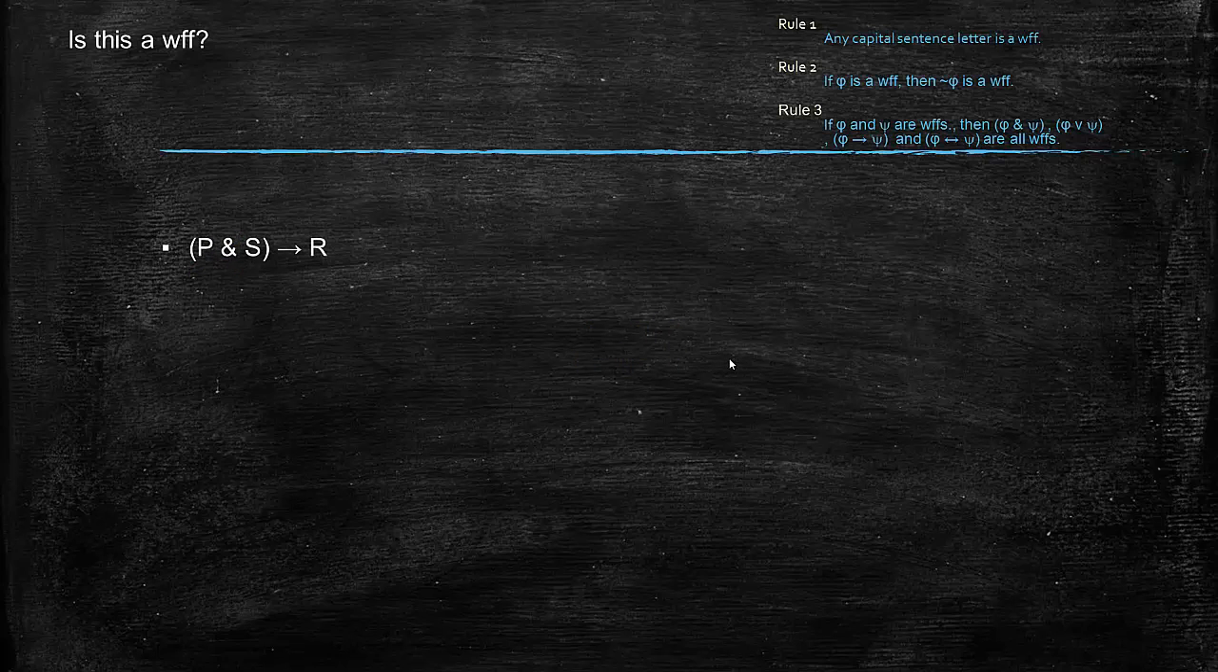Oh, that's my dog. One of them. Okay, P and S then R. You can see that's not a woof. Well, prove it. Look, P is a woof. S is a woof by rule 1. P and S are woofs by rule 3. R is a woof, but P and S then R is not a woof, right? Because we have to add brackets on the outside. So this would not be a woof.